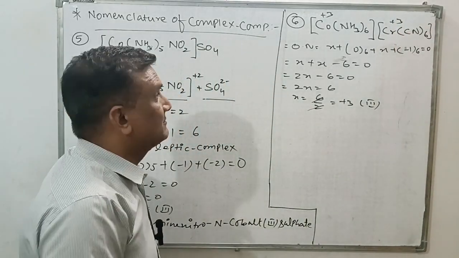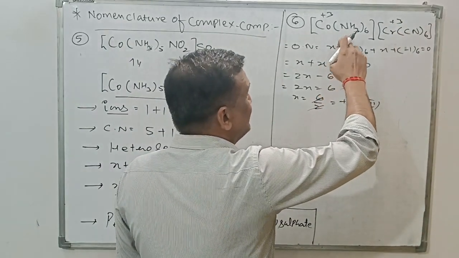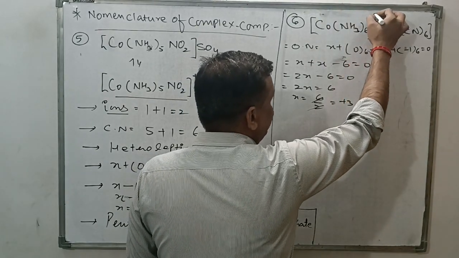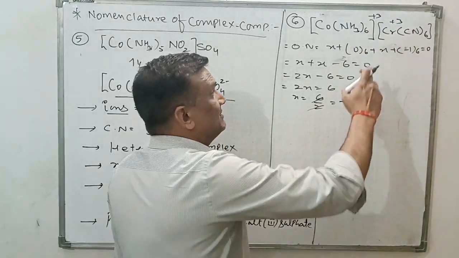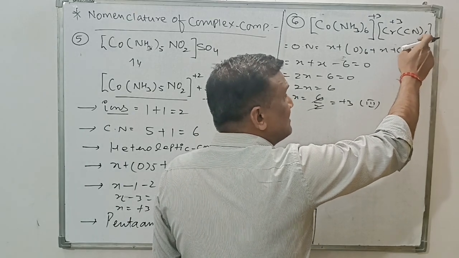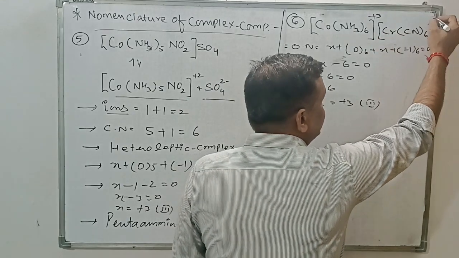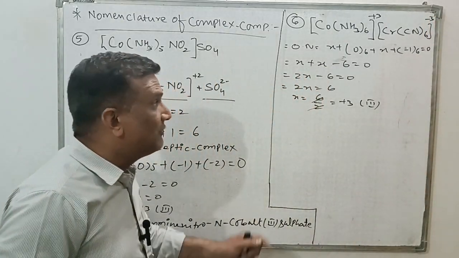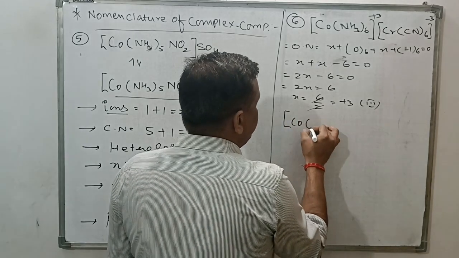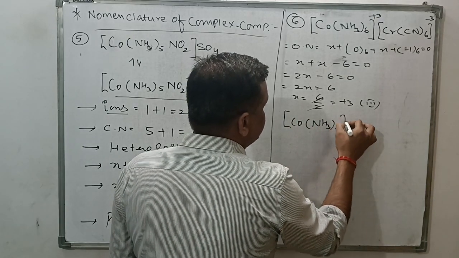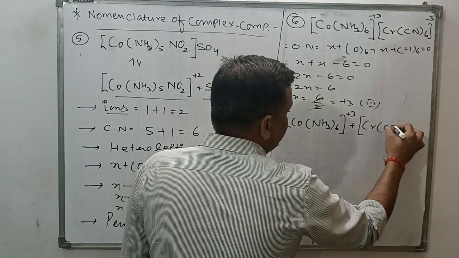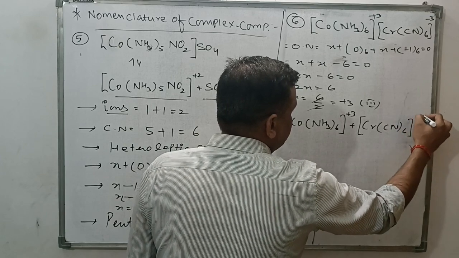As we all know, for NH3 the oxidation state is 0, so 0 and plus 3 overall will be plus 3. And for Cr, x is plus 3. CN has minus 1 charge; for 6 it will be minus 6, and minus 6 plus 3 will be minus 3. If we go with the dissociation, it will dissociate as follows: [Co(NH3)6] with plus 3 charge and [Cr(CN)6] with minus 3 charge.